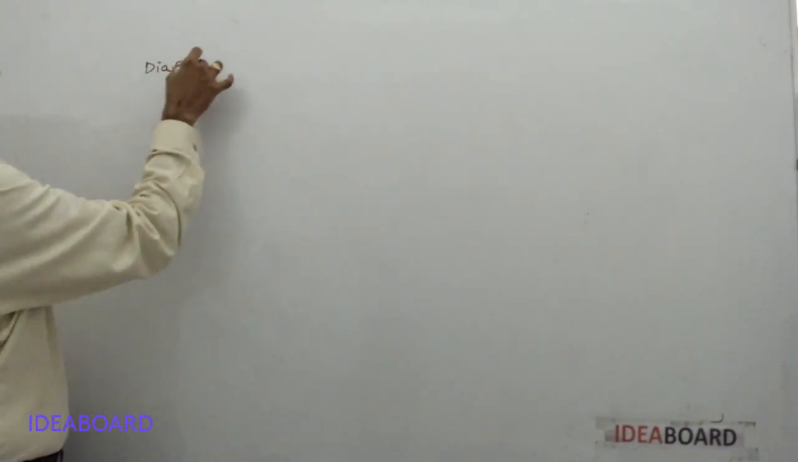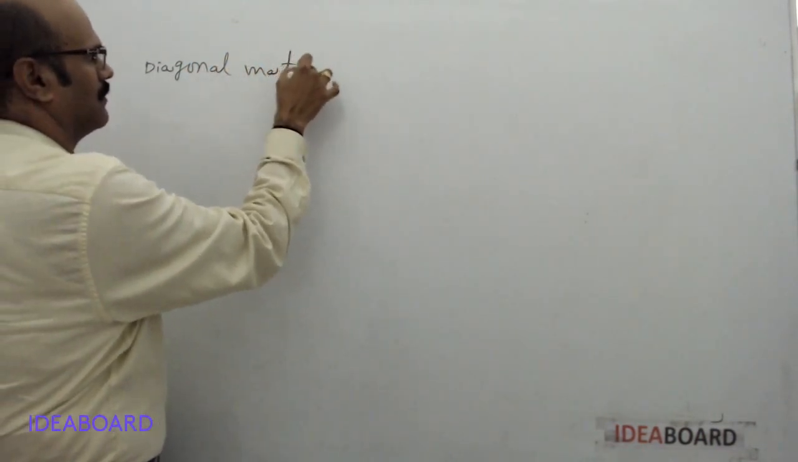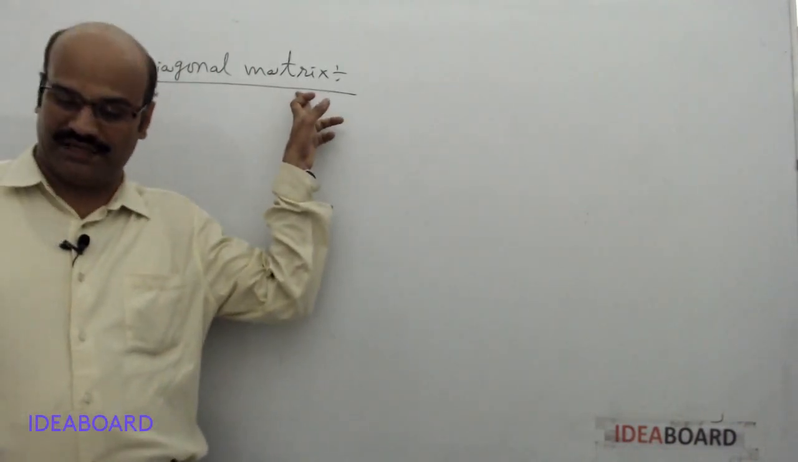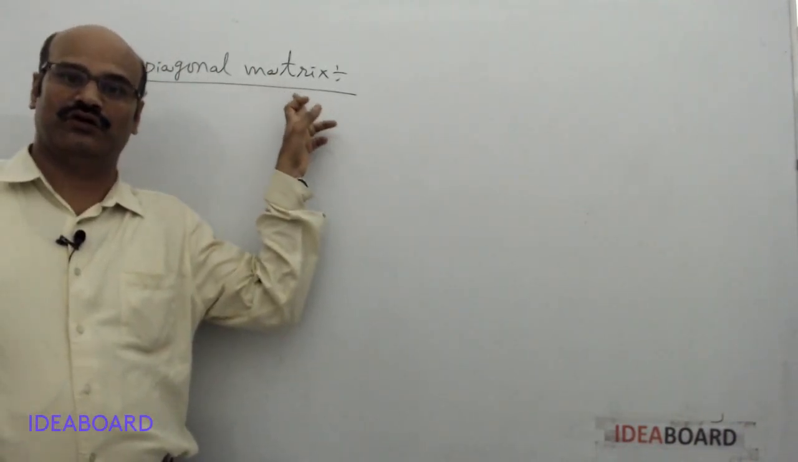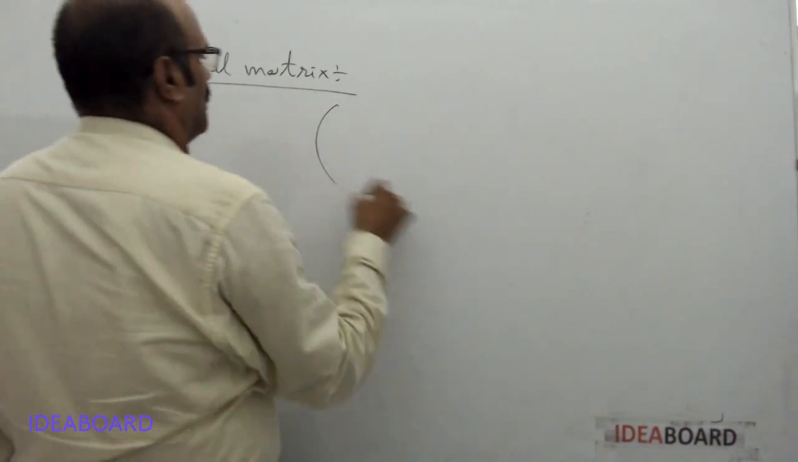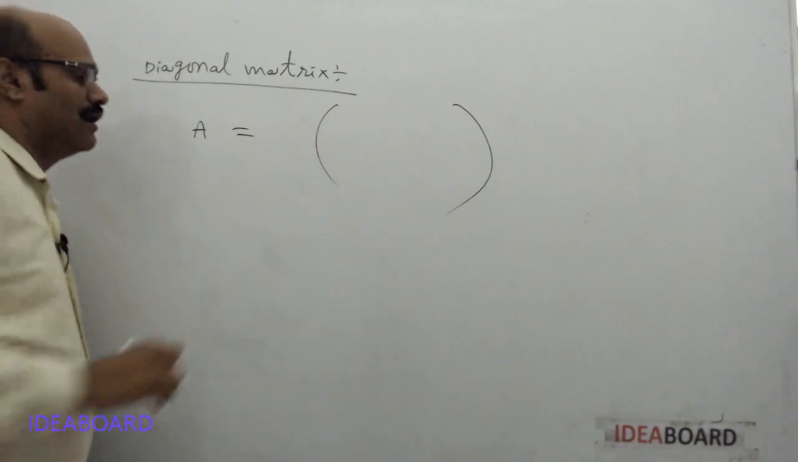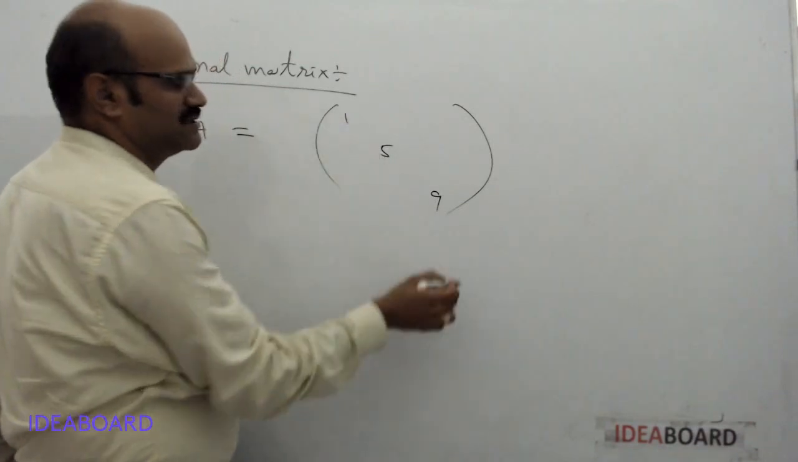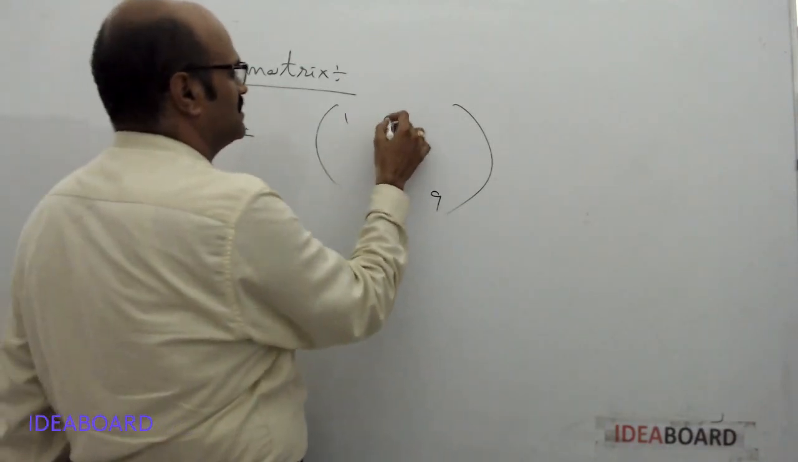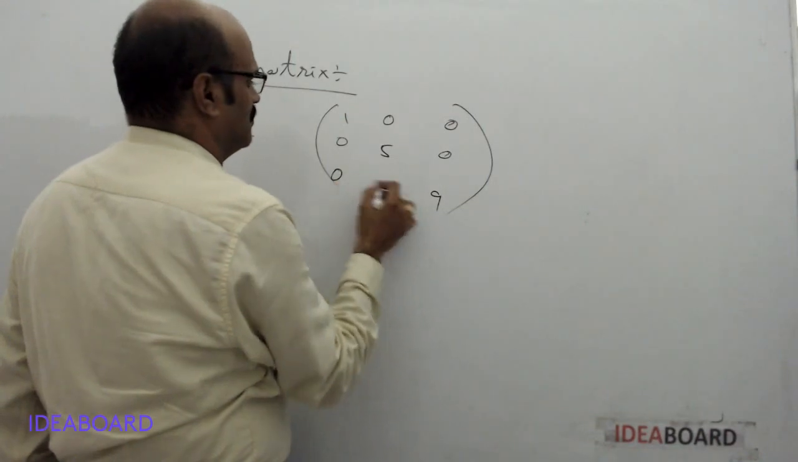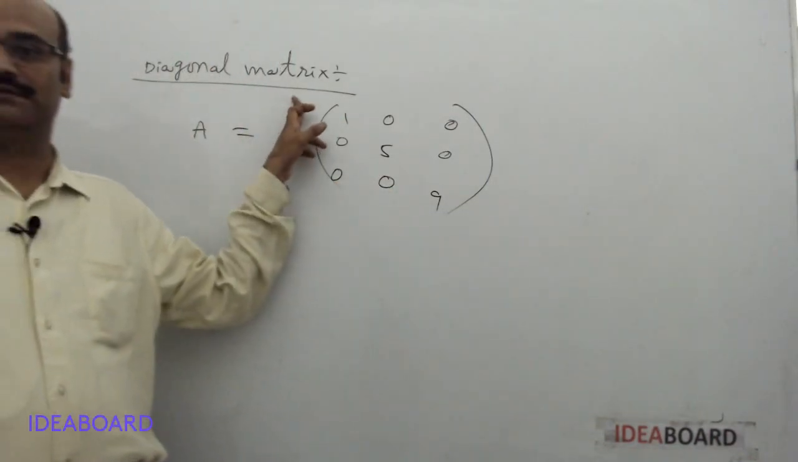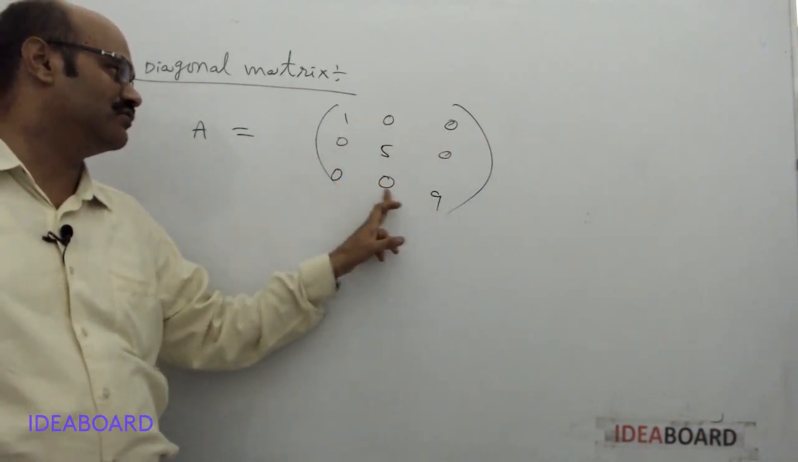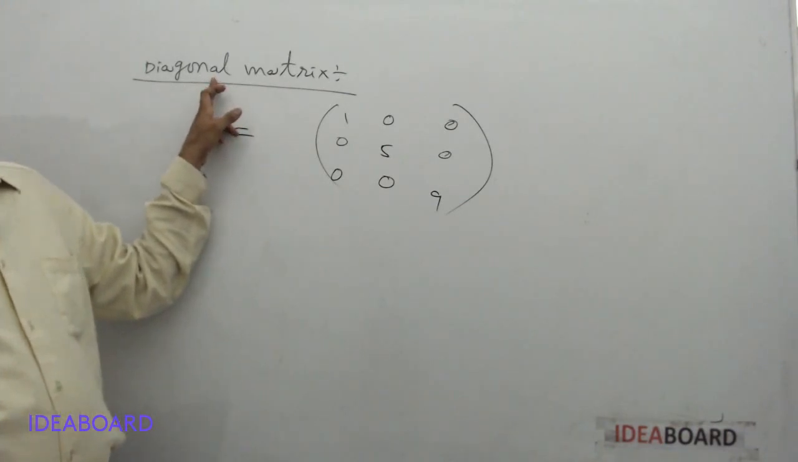Diagonal matrix. The definition of the diagonal matrix is a square matrix in which all the non-diagonal elements are equal to 0. See, 1, 5, 9 are the principal diagonal elements. Non-diagonal elements are equal to 0. A square matrix in which all the non-diagonal elements are equal to 0 is called a diagonal matrix.